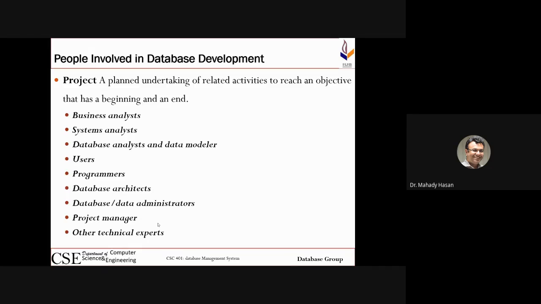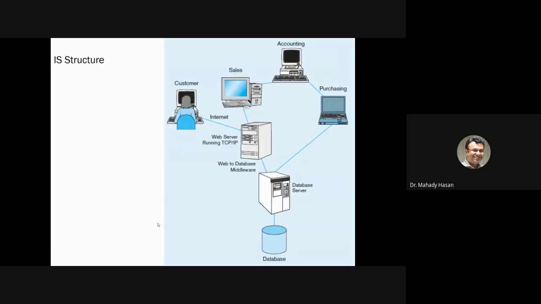Then we have the database analyst or data modeler, the person who models the data. We have the user who provides the requirements. We have programmers who do the coding. We have the architect who designs the architecture of the database. We need a database administrator who administers the database; maintenance work should be done by that person. We require a project manager who manages the whole project. We need other technical experts as well. So when we are talking about a project, these are the roles that we should have.